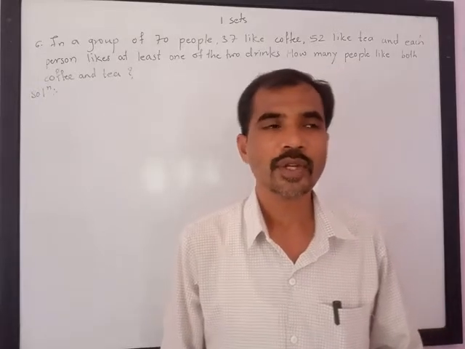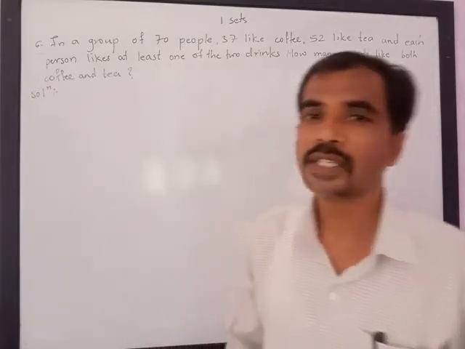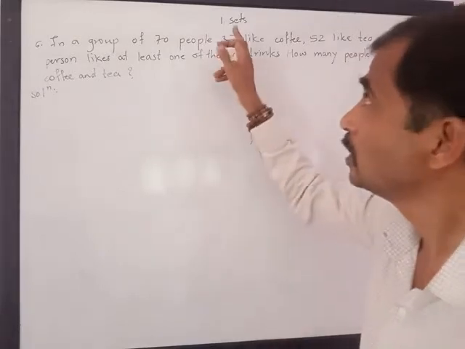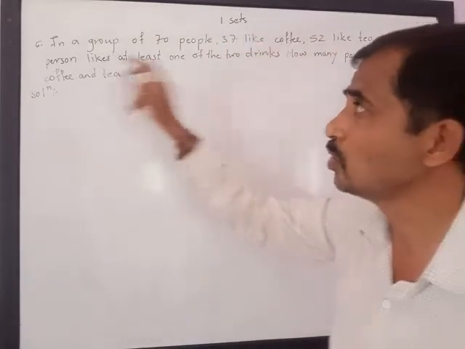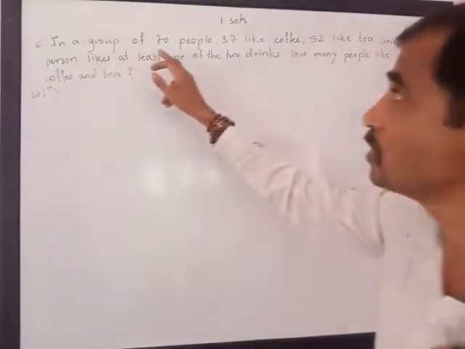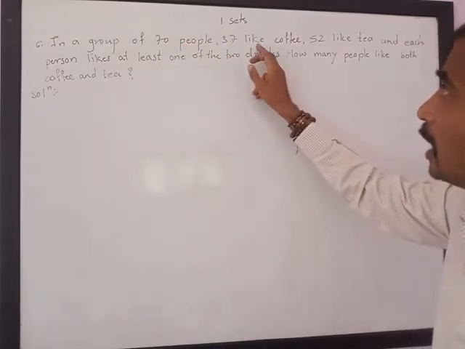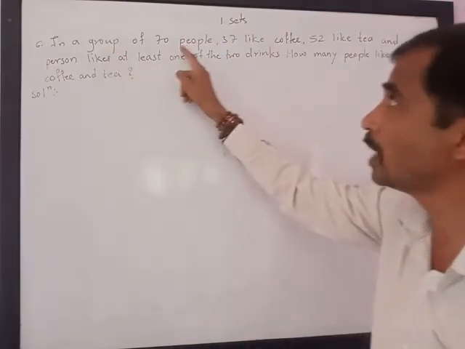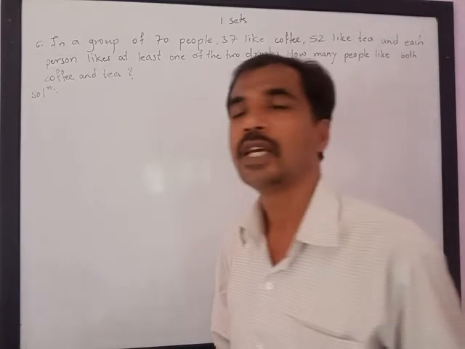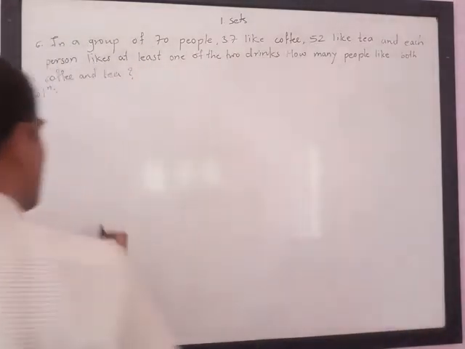Dear students, we are going to solve the sixth problem from exercise 1.6. Now, in chapter 1, exercise 1.6, we have 6 questions. In a group of 70 people, 37 like coffee. So, the total number of people is 70. It means we are given the number of elements in A and B.